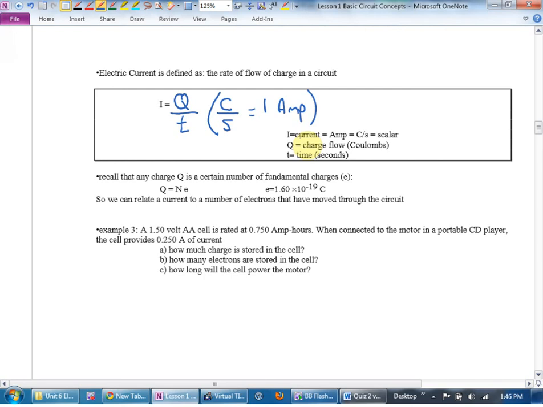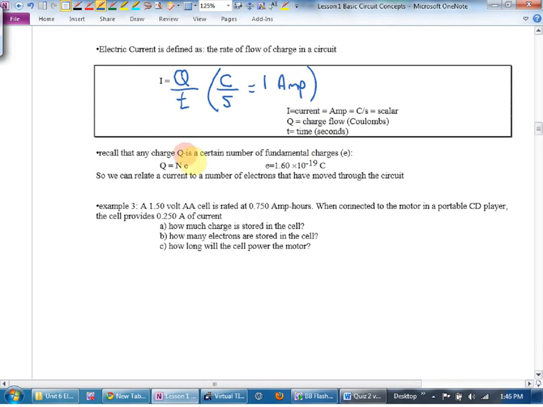Recall from the charge unit that we just finished, any charge is actually a certain number of fundamental charges, electrons or protons. So if I tell you the charge is 3 coulombs and you divide by 1.6 times 10 to the negative 19, you can figure out how many electrons are in those 3 coulombs, because each one of them chips in a tiny bit, or how many protons. So we can actually relate current to a number of electrons that have moved through the circuit.